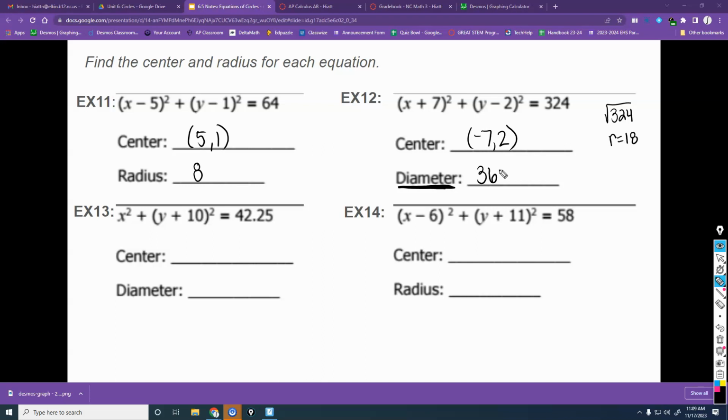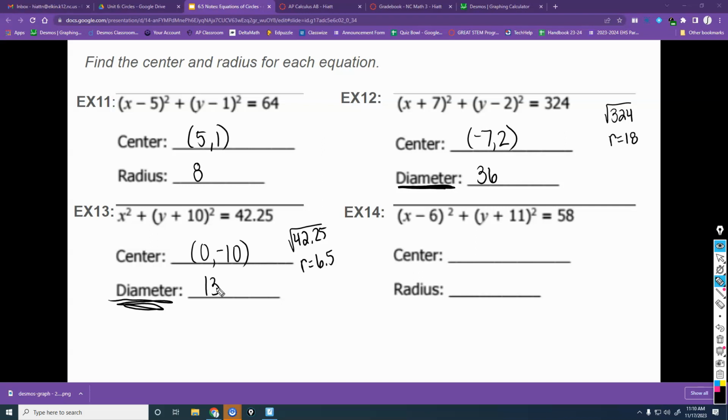Alex, what would the center of 13 be? Almost. Negative 10. You got to use the opposite sign of what's inside of that parentheses. So you got 0 and then negative 10. Radius is not going to be as easy for this. How do we find the radius for that? I'm going to square root it. 42.25. Somebody do that for me. 6.5 for my radius. They ask for diameter. They're trying to trick you. Multiply it by 2. You'll get 13.